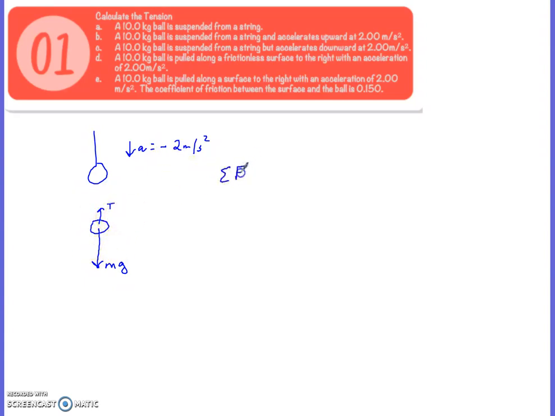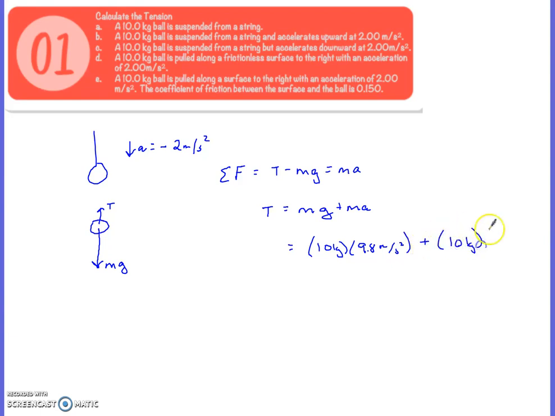So if I do a sum of the forces on the ball, I get tension upward minus mg equals ma, just like the last time. I'm going to go ahead and rearrange while I have variables. T equals mg plus ma. So I just move the mg to that side. So that's 10 kilograms times 9.8 meters per second squared plus 10 kilograms times negative 2 meters per second squared. So this is 98 minus 20 equals 78 newtons.